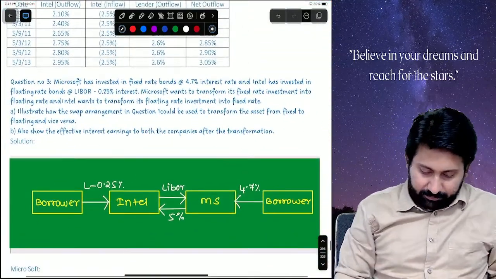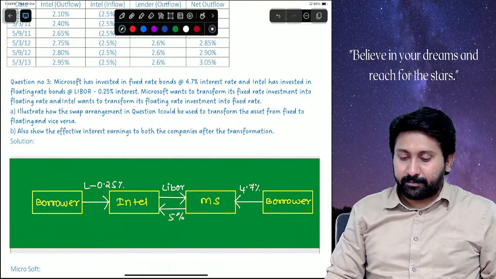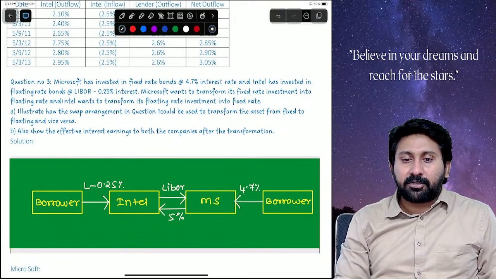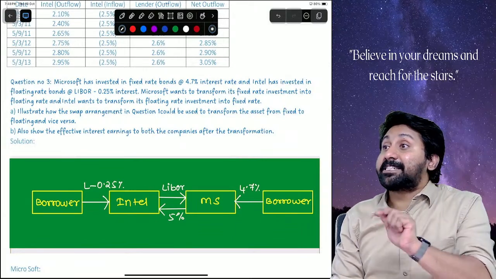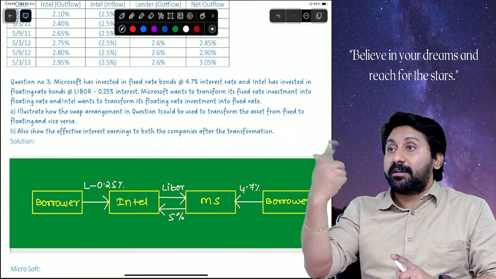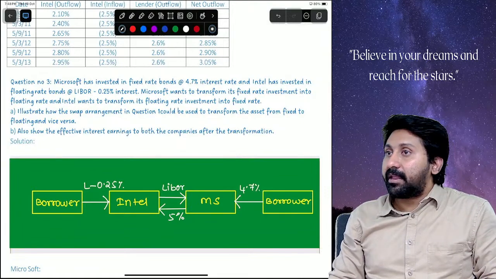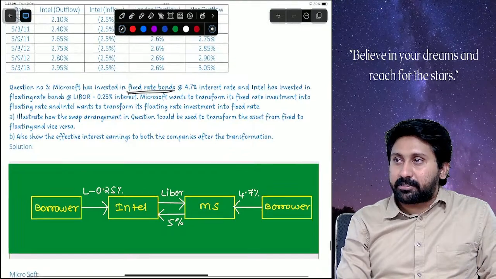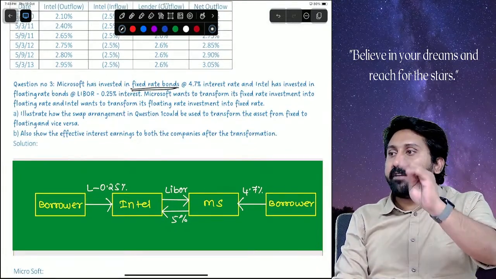Take this question. Take question number 3. Please read the question properly. Microsoft has invested. Asset or liability? Asset. Invested in what bonds? Fixed rate bonds. Please think properly when you are reading the question.